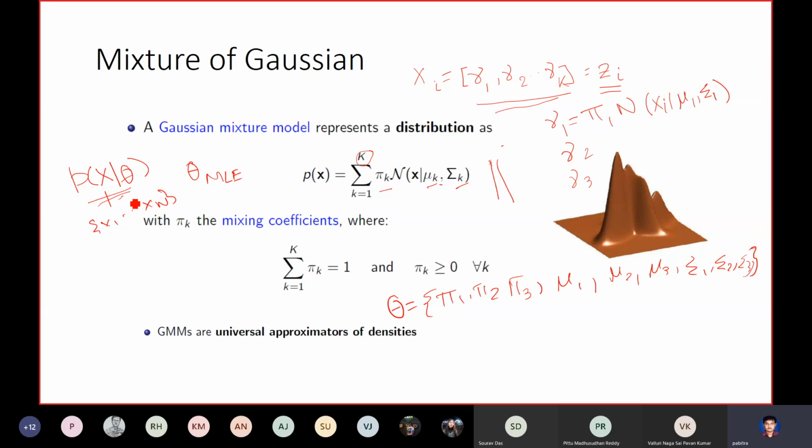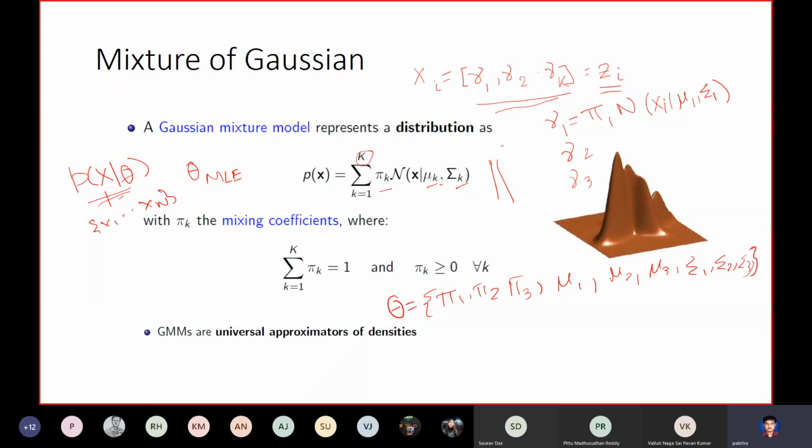And the second step, fixing this particular z, find out which values of pi, mu, and sigma maximize this quantity. We'll come to that. That's the M step. And we alternated between these two till the value of the likelihood converges. And this gives us the values of pi, mu, and sigma. So we know the parameters of the GMM. We have estimated the parameters of the GMM.